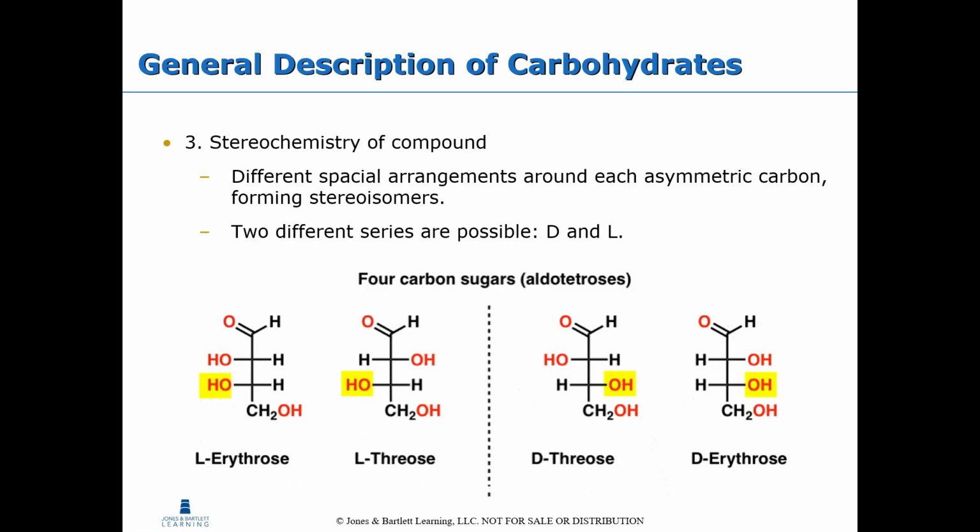They can also be classified based on the stereochemistry of the compound. There are 2 different series that are possible, a D and an L, and here you can see that they're mirror images. So L-erythrose and D-erythrose are mirror images of each other. So you can see the OH over here and the OH over here, so how they are flipped. So this would be the L configuration and this is the D configuration.